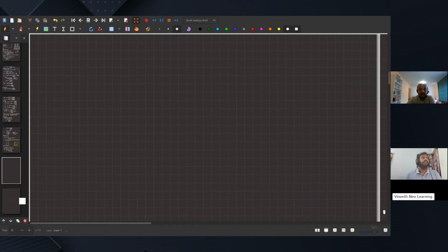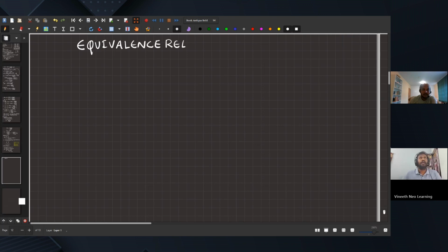I'll share my board. The topic is equivalence relations and quotients. Quotients. This is a very basic kindergarten level idea in mathematics.